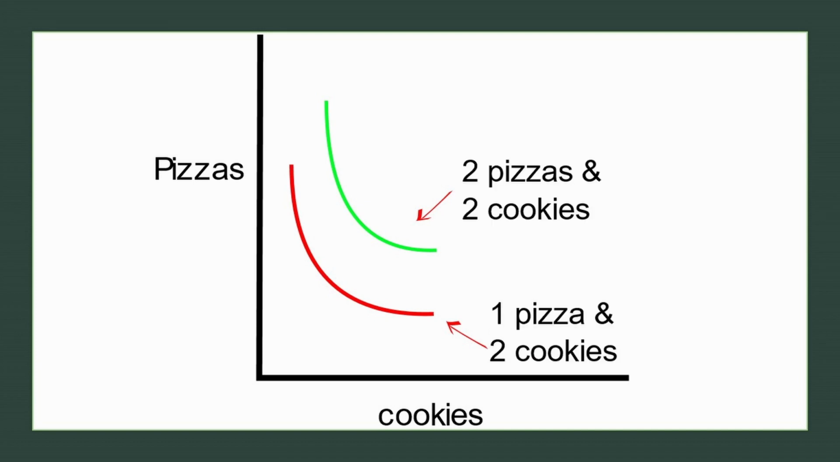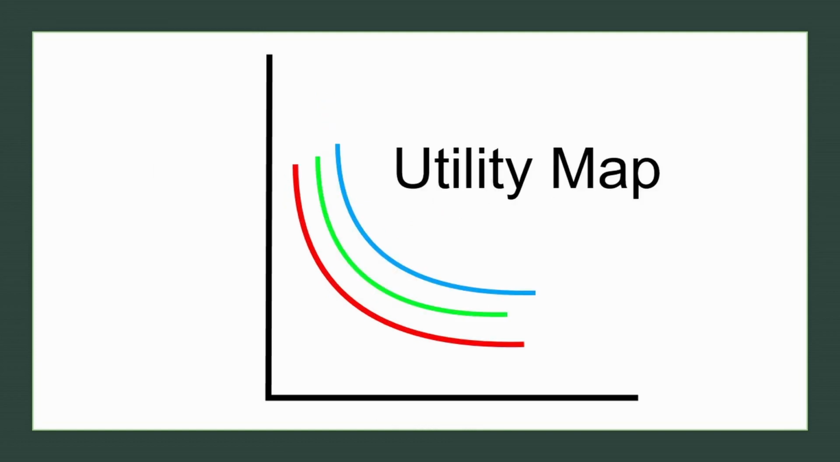Having 2 cookies and 1 pizza is as good as having 2 pizzas and 1 cookie, but having 2 pizzas and 2 cookies is better than either. So we are not indifferent. We don't get the same utility, and so they are on a different utility curve. When we show 2 or more utility curves, we call it a utility map.